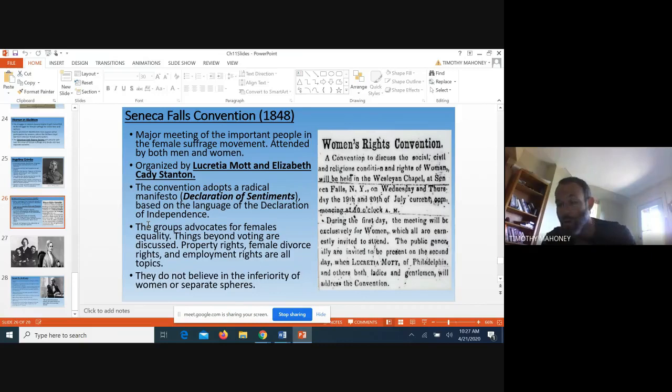And this convention will come about because both Lucretia Mott and Elizabeth Cady Stanton are refused, or I should say denied, the opportunity to speak at an anti-slavery convention in London. This is not the first time it's happened to them, but at this major anti-slavery conference in London, it's kind of the straw that breaks the camel's back. And these two women, Lucretia Mott and Elizabeth Cady Stanton, organized the Seneca Falls Convention.